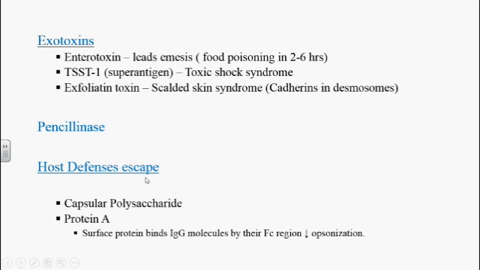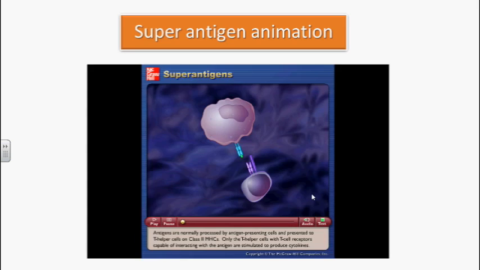Host defense escape. This organism escapes from the host defense by its capsular polysaccharide. This organism has a very thin polysaccharide capsule, so it can inhibit phagocytosis. This organism can secrete protein A. This protein A binds to the Fc region of IgG molecules, so it inhibits opsonization.